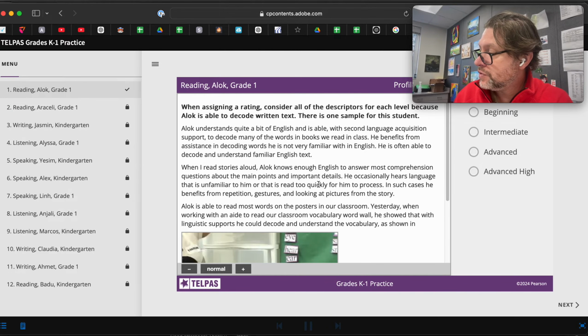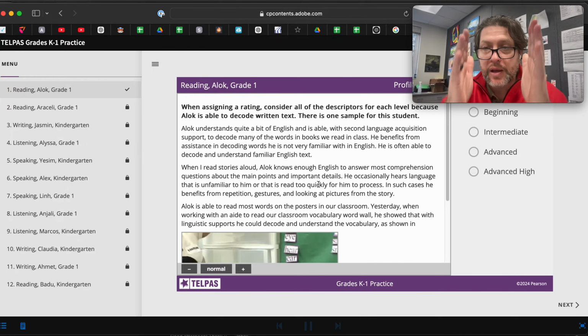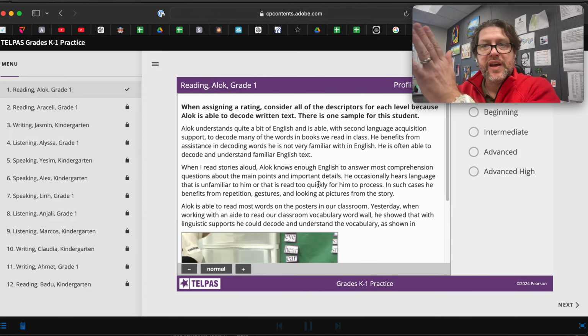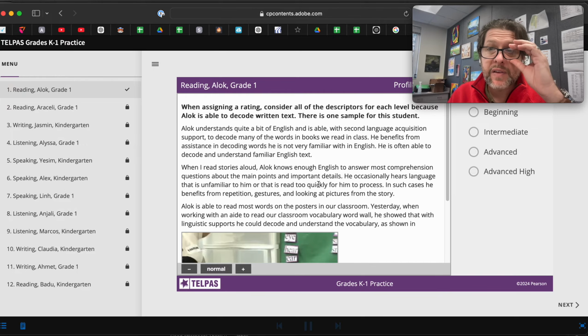Now, if they're able to cruise through the reading and comprehend main points and supporting details and decode similar to a native speaker, that's going to be advanced high. So if they're able to decode, it's going to put them on advanced or advanced high. The key words you're looking for are understand most of, require some support, that would be advanced. If they're able to comprehend, decode, advanced high. If they're not able to decode, that's going to put them on beginning or intermediate. Intermediate is going to be basic. They're able to understand basic stuff. If they're struggling to understand any of it, they don't get any of it, then that would be beginning.